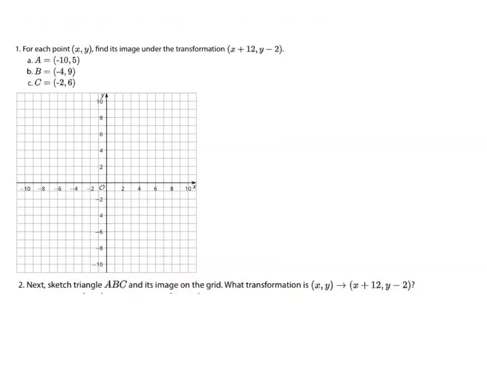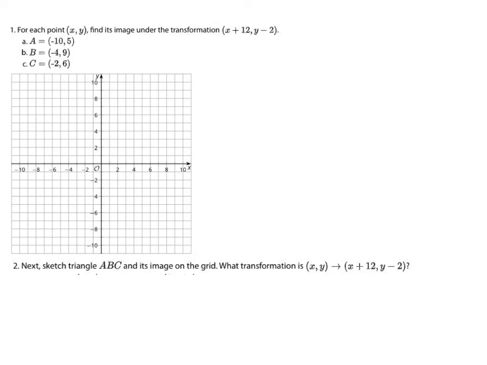I'm going to move this up a little bit too. For each point x, y, find its image. Remember, we have pre-image and image. Image is the final under the transformation. So we don't have to do anything with the graph yet. We're just changing it using this function notation.